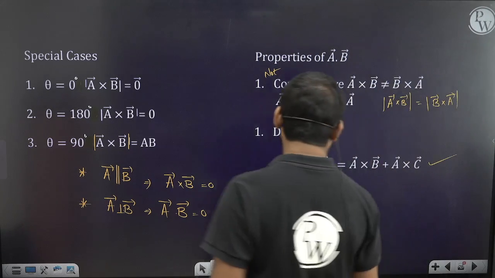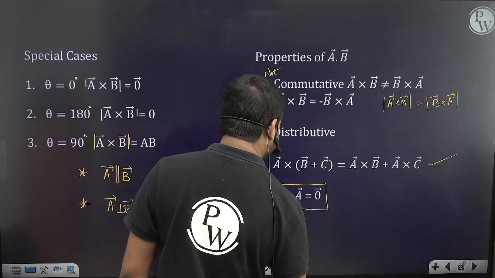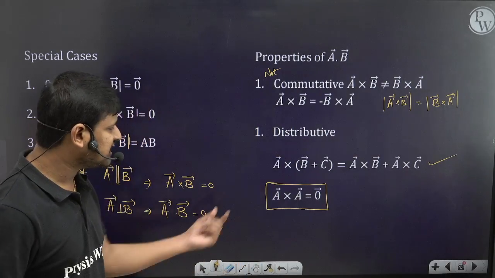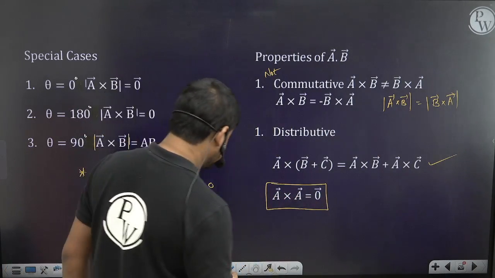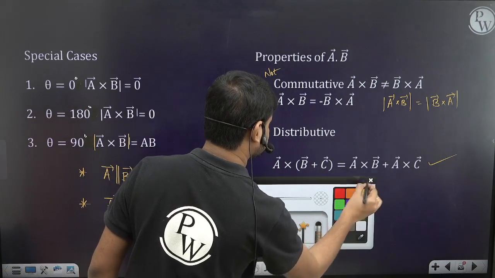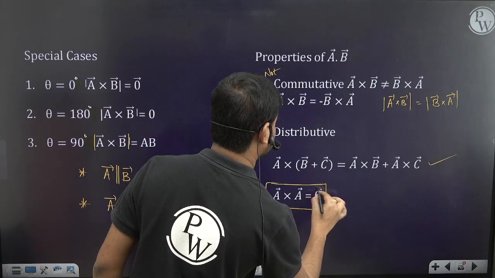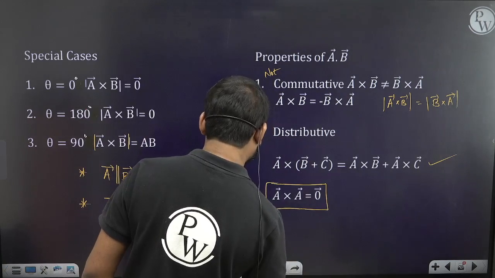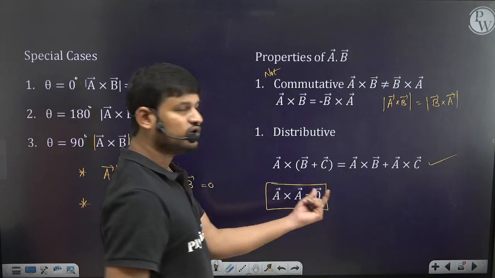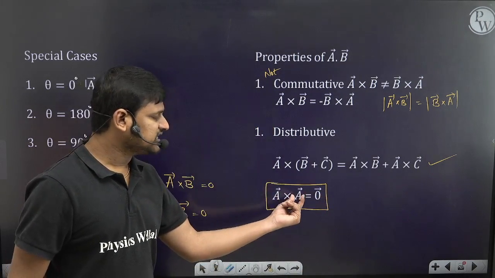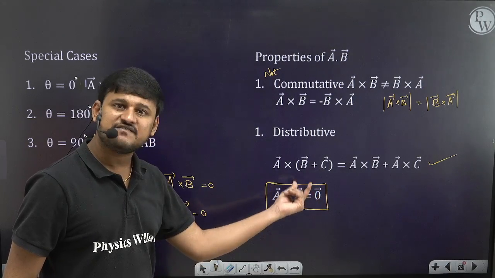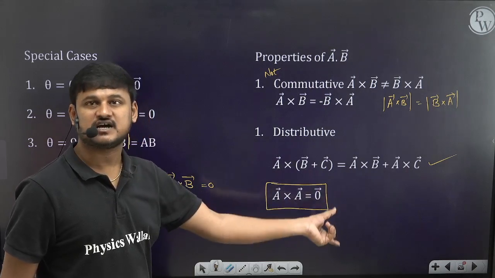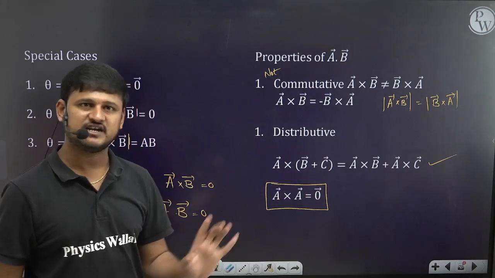And when you multiply a vector by itself by cross product, the answer comes out to be 0. It's a zero vector, because A cross A is 0. The cross product of two vectors is a vector again, right? So this 0 is a vector. Let it be.